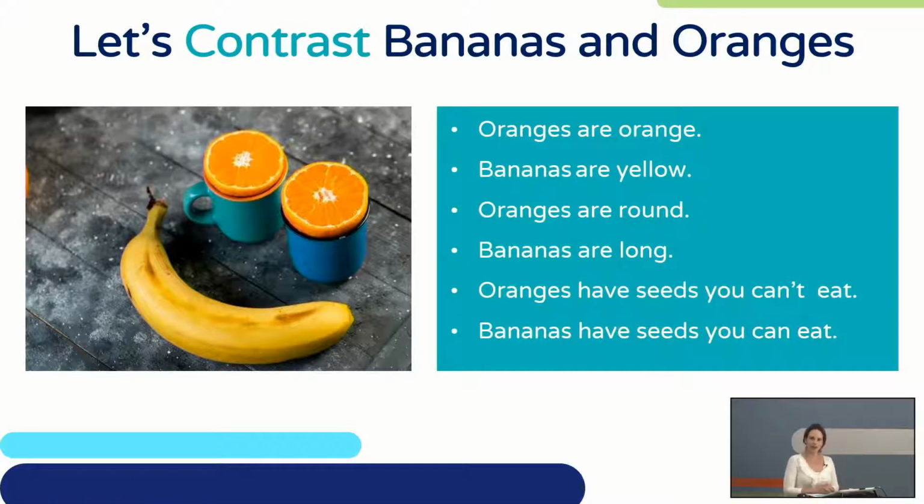Now, let's contrast bananas and oranges. Let's say why bananas and oranges are different or unlike one another. My thoughts are, oranges are orange, while bananas are yellow. Oranges are round, however, bananas are long. Oranges have seeds you can't eat, however, bananas have seeds you can eat. I bet you didn't know bananas had seeds, but they do. Those little black dots in the bananas, they're seeds, and yes, you can eat them. So that's another difference between bananas and oranges.